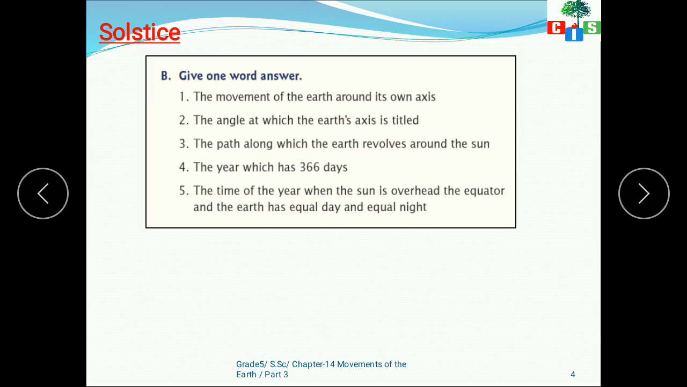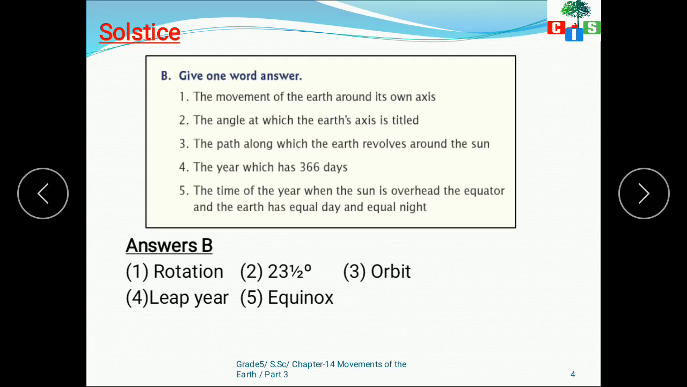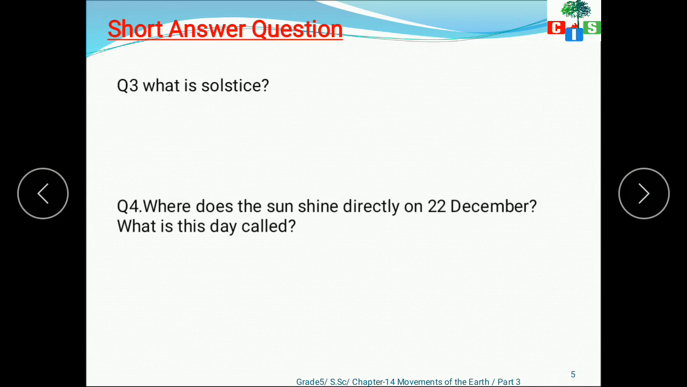Now the year which has 366 days is the leap year. Next, the time of the year when the sun is overhead at the equator and the earth has equal day and equal night, that is the equinox. So the answers: first is rotation, second is 23 and a half, third is orbit, fourth is leap year, and last is equinox. Now let's see the short answer questions.